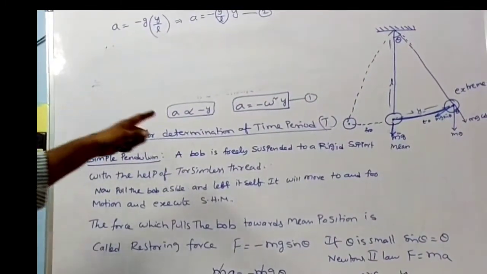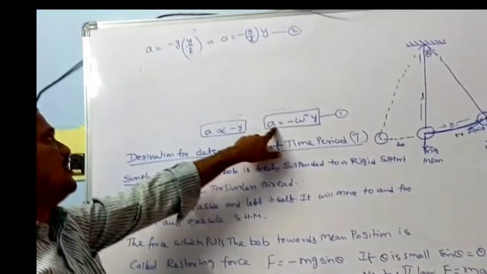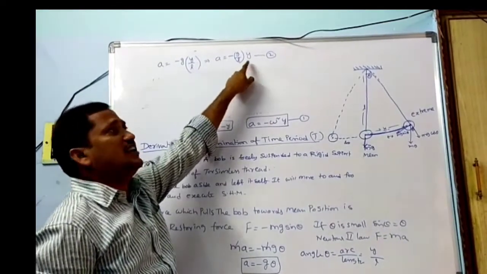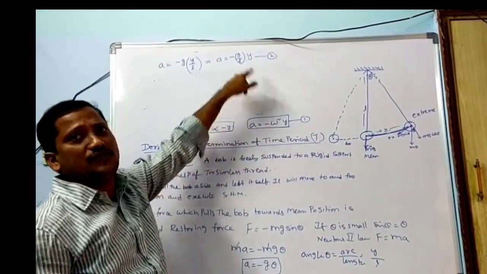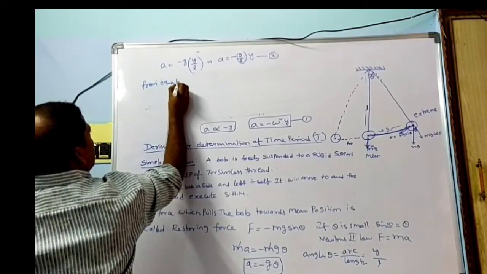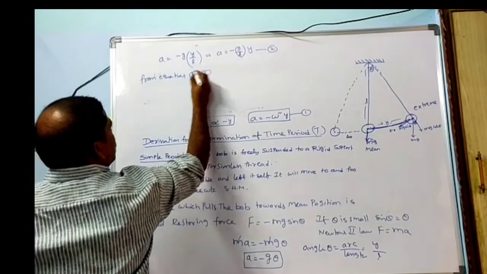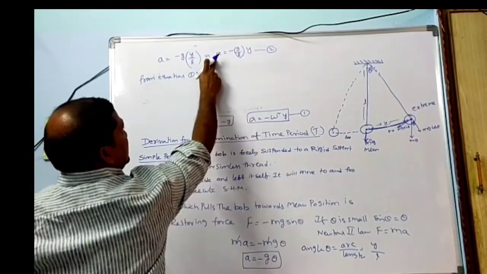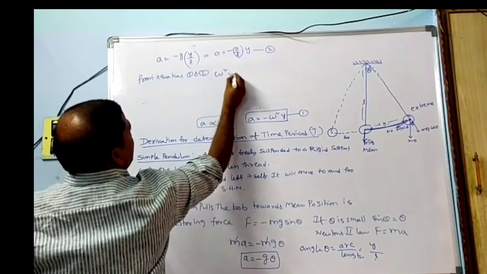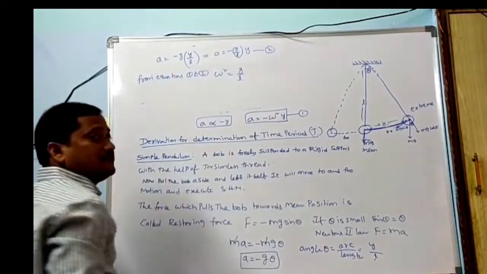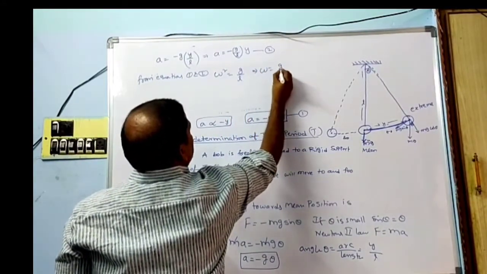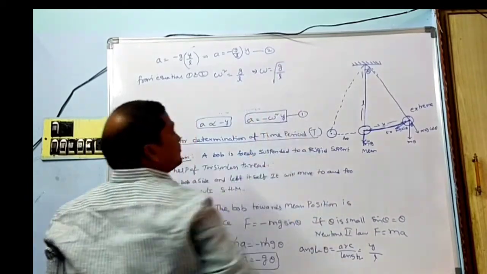Already from the definition, I know equation 1: A is equal to omega square y. Now we have the equation A is equal to minus G by L into y. Now you can compare these two equations. From equations 1 and 2, you will get omega square is equal to G by L. Similarly, omega is equal to root under G by L.